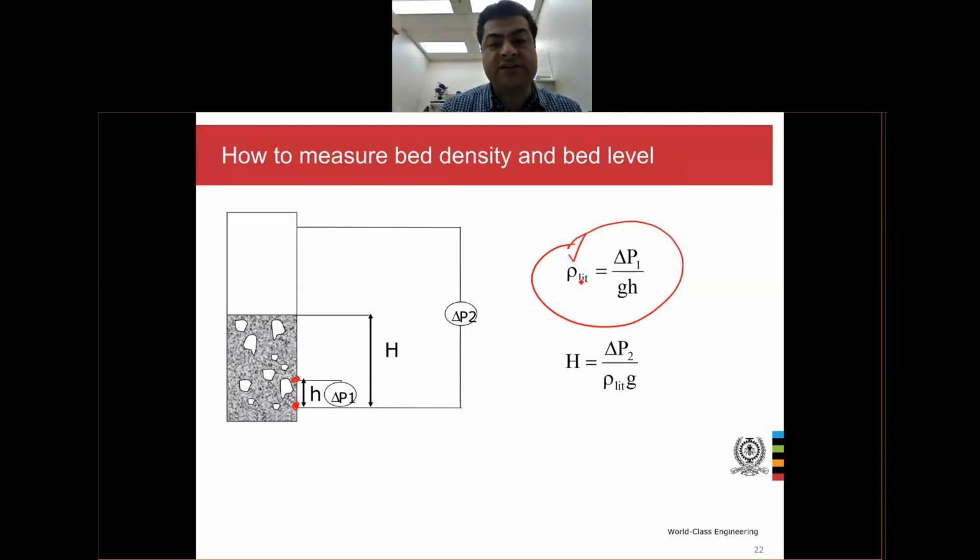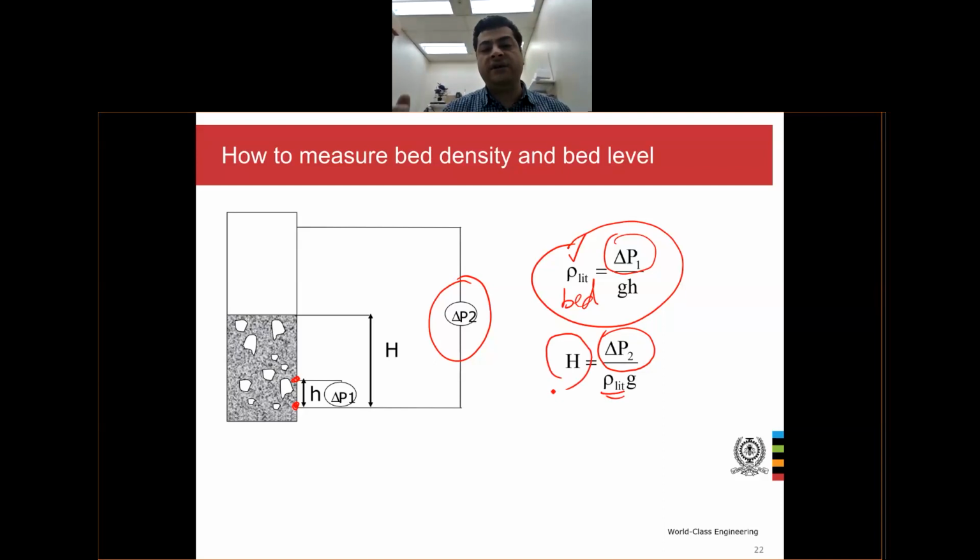Lit in French is the French word; in English we say bed. The density of the bed can be obtained by measurement of the delta P1. And by using the second pressure transducer, you can calculate delta P2. Already you have calculated the density of the bed by delta P1. Then using this equation, you can calculate H as the height of the fluidized bed. So these are some very simple methods to measure delta P, or to measure the level of fluidized bed reactors.